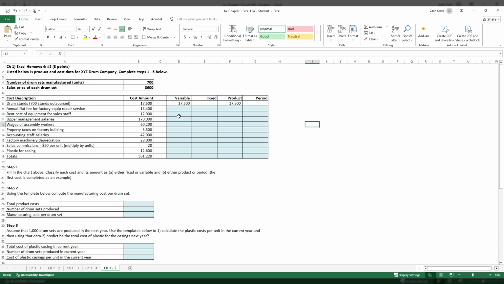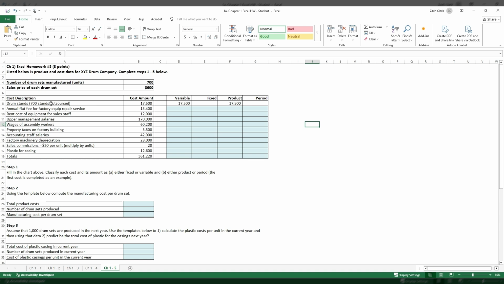Okay, with that technical bit out of the way, let's look at some of the data here. Our XYZ drum company manufactured 700 drum sets, so units. We'll call each drum set a unit. And the sales price of each of these drum sets is $600.